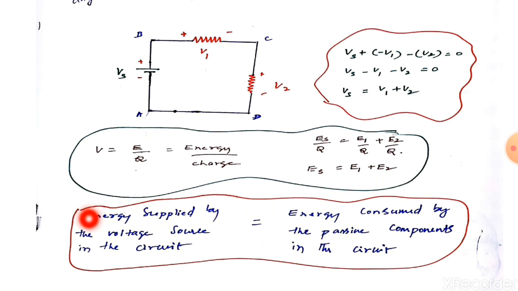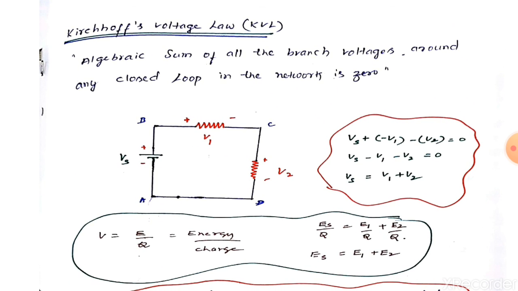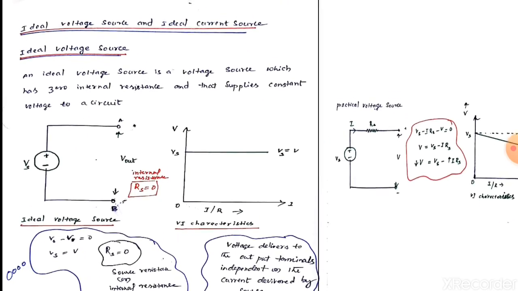That indicates that the energy supplied by the voltage source in the circuit is equal to the energy consumed by passive components in the circuit. It is in accordance with the law of conservation of energy. Kirchhoff's voltage law indicates the law of conservation of energy. Kirchhoff's current law indicates the law of conservation of charge. Next one is ideal voltage.